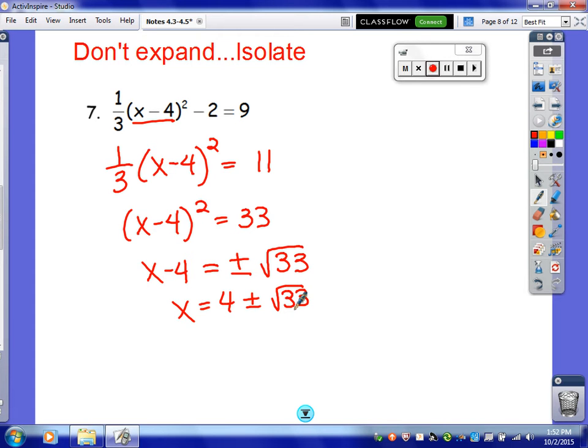This is an irrational answer. So other two problems have had irrational answers too. So your two solutions are 4 minus the square root of 33 and 4 plus the square root of 33. Those are my two answers. And those are just irrational numbers.